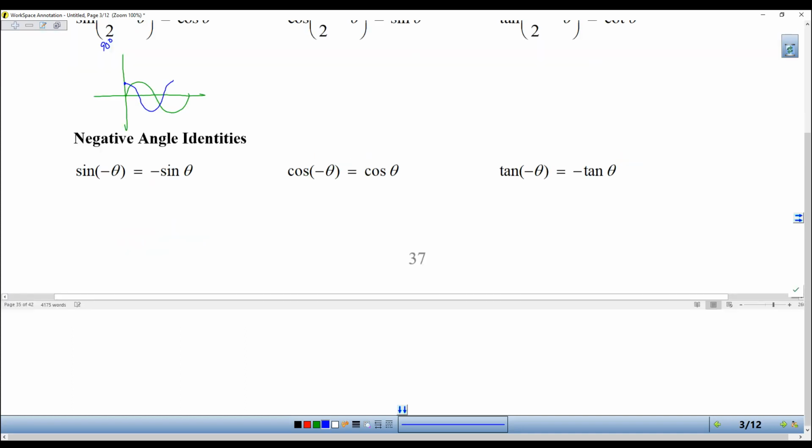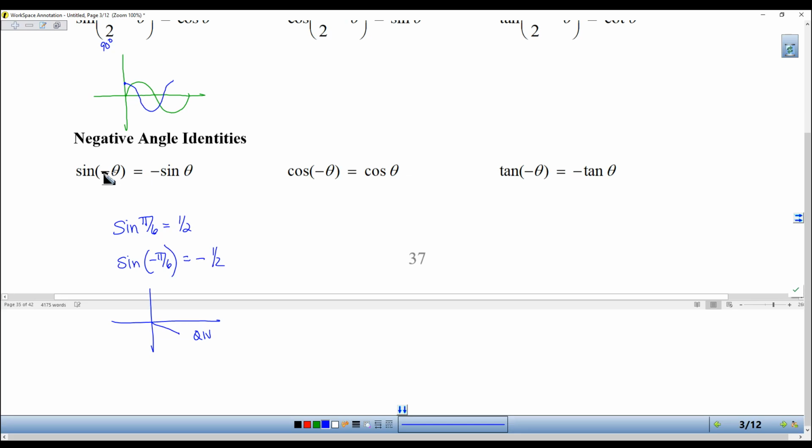The negative angle identities don't come up quite as often, but I really want you to understand why they're true. Let's take sine of pi over 6. Sine of pi over 6 is 1/2. If I asked you to find sine of negative pi over 6, you would say, well, sine of negative pi over 6 is in quadrant 4, and sine is negative in quadrant 4, and then you would use pi over 6 as your reference angle, and sine of pi over 6 is 1/2. So you see what it is? Sine of pi over 6 is 1/2, and sine of negative pi over 6 is negative 1/2.